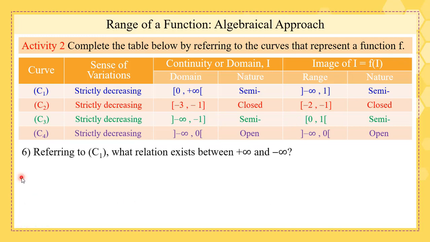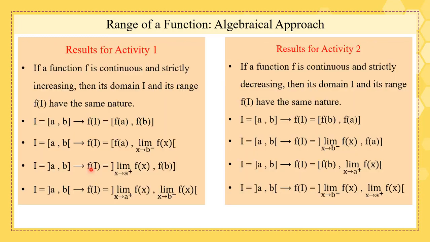Now, referring to curve 1, what relation exists between positive infinity and negative infinity? This is positive infinity, this is negative infinity. You can see that the limit of f of x as x tends to plus infinity is negative infinity.